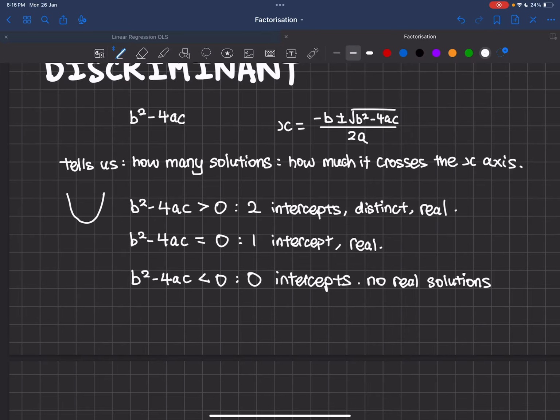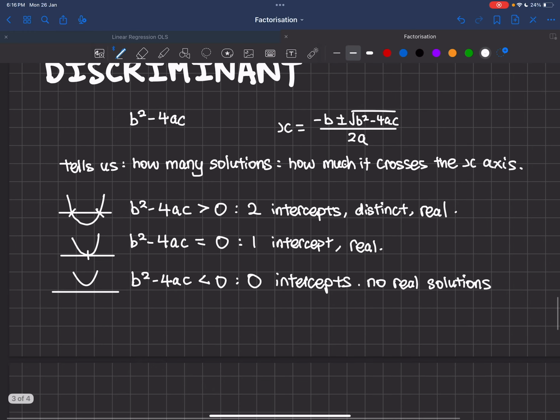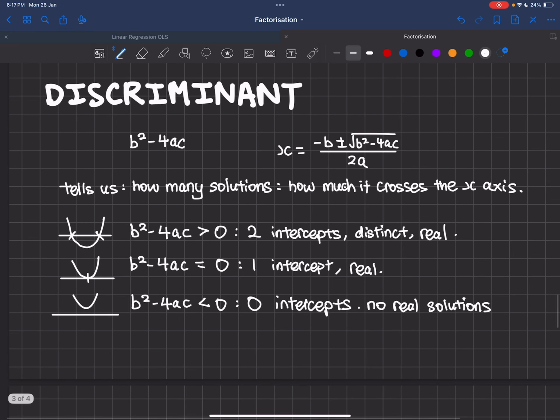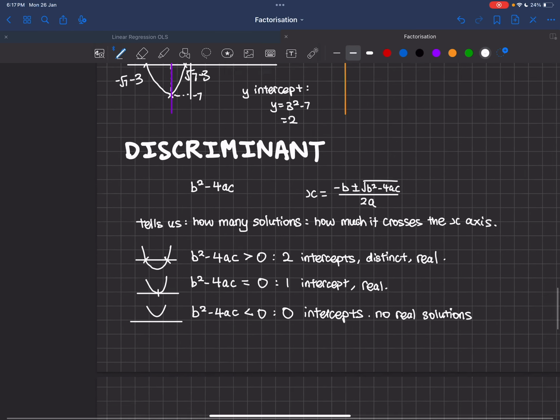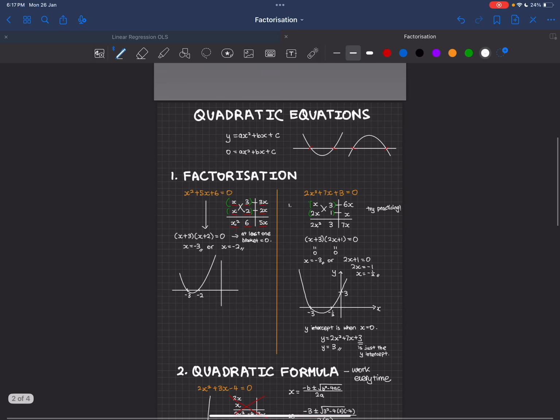Okay? So let's just take a look at these three graphs. First one will look something like this. Second one, it will touch it. It won't cross it. You have 1 instead of 2. What about the third one? It'll look like that. 0 intercepts. So that's the power of discriminant. And yeah, that's everything you need to know about quadratic equations.